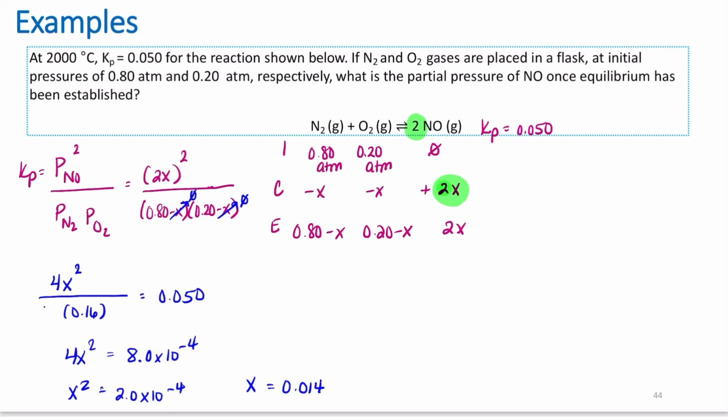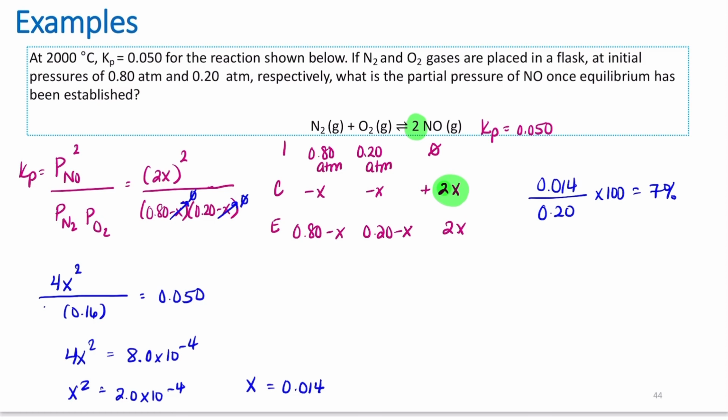Again, you will learn the 5% rule soon, but the 5% rule basically says that if I check this compared to the starting concentration, is it less than 5%? It's a little bit high. Technically, I shouldn't have ignored it. So 0.014 divided by 0.20 times 100% is 7%. It's a little high. I shouldn't have ignored it. But I don't really want to solve the quadratic formula right now, so I'm going to ignore it anyway. We'll talk about that soon.